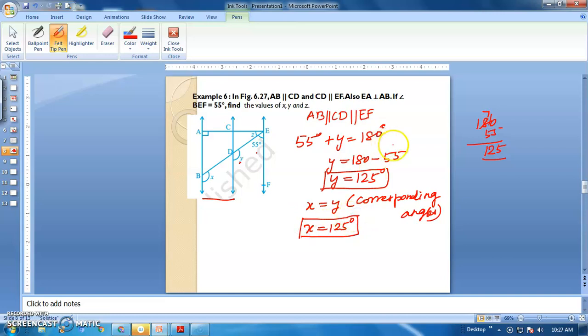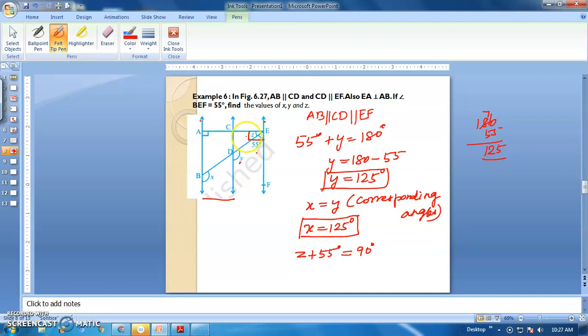And one more value is there, that is z. Look at here, this z. This is a line perpendicular to AB, and this one is also perpendicular to this line. That is, z plus 55 degrees equals 90, because this line AE is perpendicular to AB, already given, and these two are parallel. Therefore definitely this angle is 90 degrees.